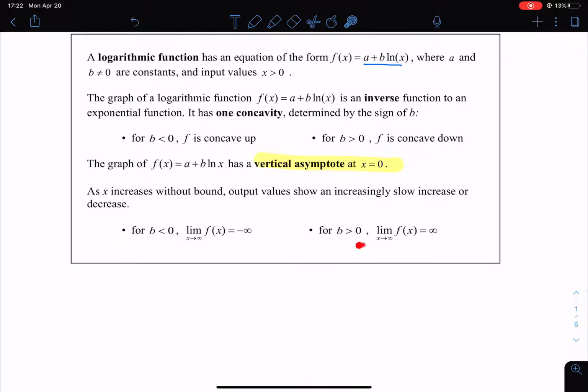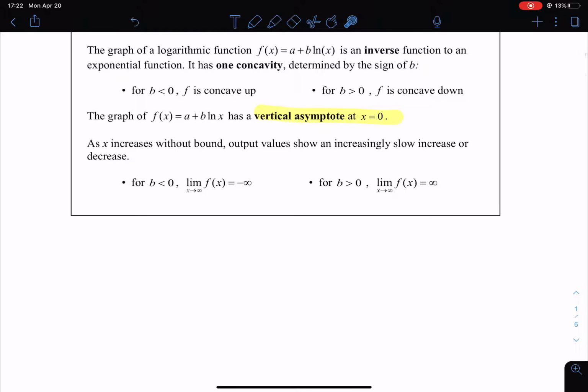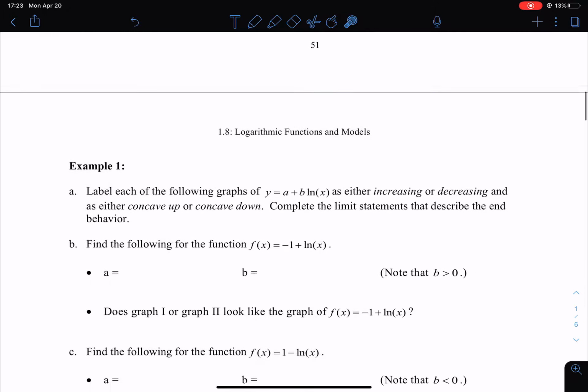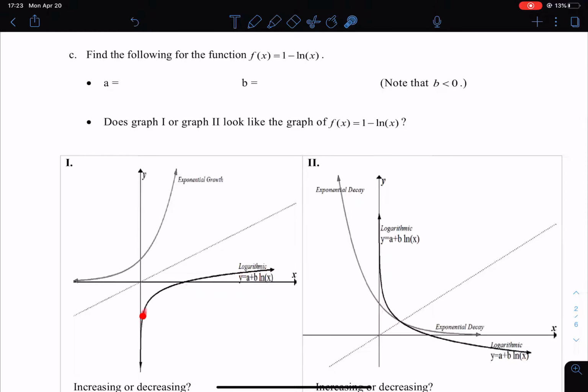When b is positive, the end behavior of the function is positive infinity. When b is negative, the end behavior of the function is negative infinity. We talk about x going to positive infinity. We don't consider when x goes to negative infinity because x stops at 0. You can see in this graph that when x goes to 0, the function goes to negative infinity. So we don't consider x going to negative infinity for a logarithmic function.